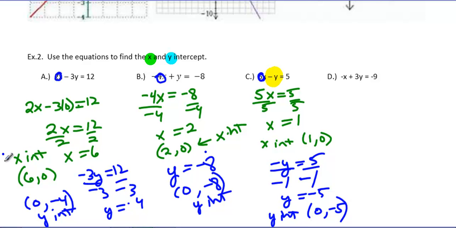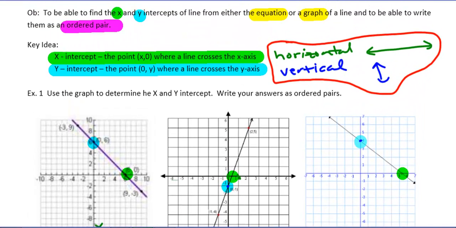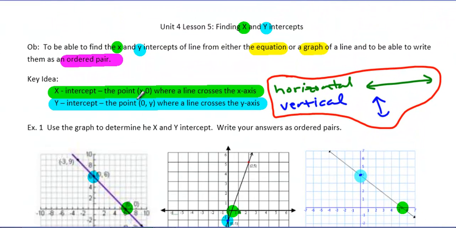Okay? So two things to keep in mind here as you go to do this. The first thing is that when you find the x and the y-intercept, they are ordered pairs, which we said in the very beginning. And second thing you need to remember is when you're finding an intercept, the other value is 0. So when I find the x-intercept, the y is 0. When I find the y-intercept, the x is 0.